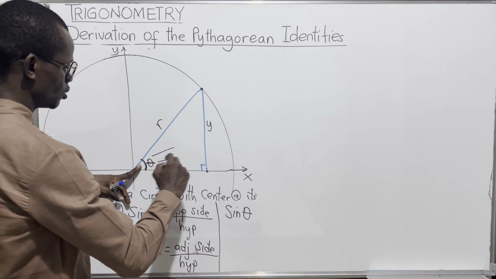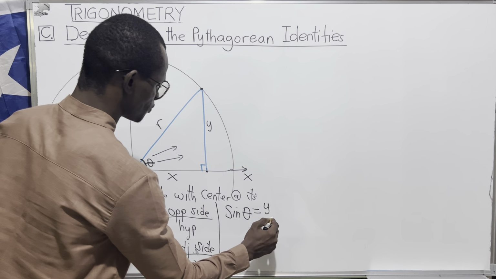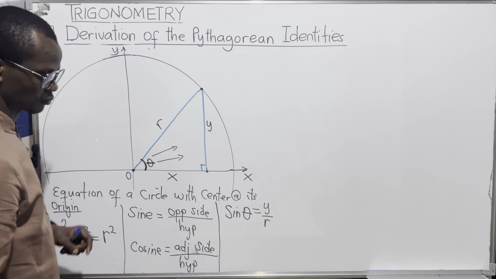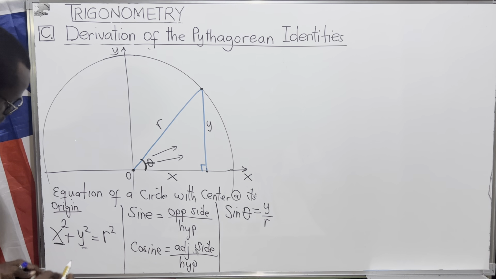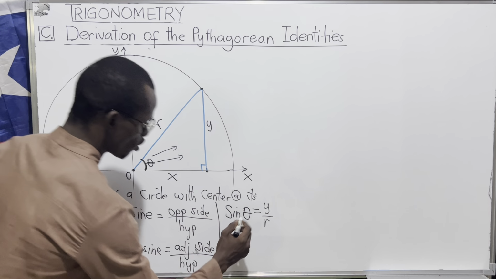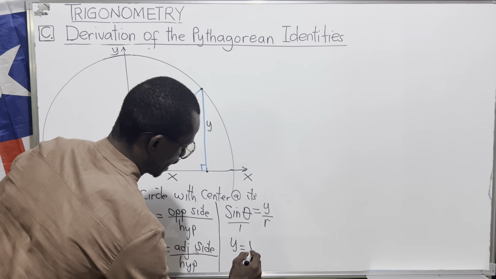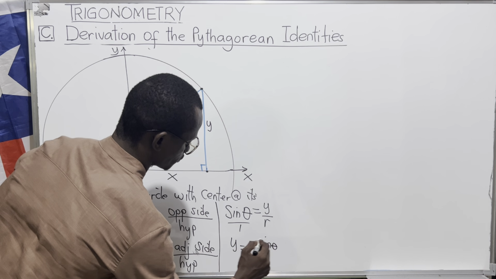So sine of, now if we want to relate it with this angle, saying that this angle is our reference angle, sine of theta is equal to the opposite side over the hypotenuse. So which side is the opposite side to this angle? If we look here, y is the opposite side and the hypotenuse is r. So if we solve for y right here, we just cross multiply, and y equals r sine of theta.